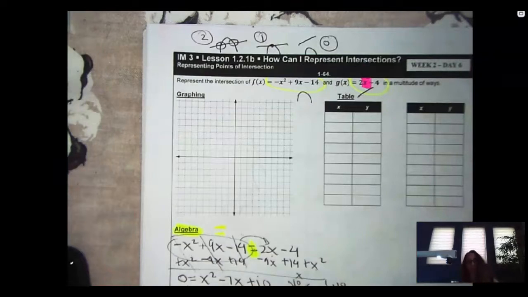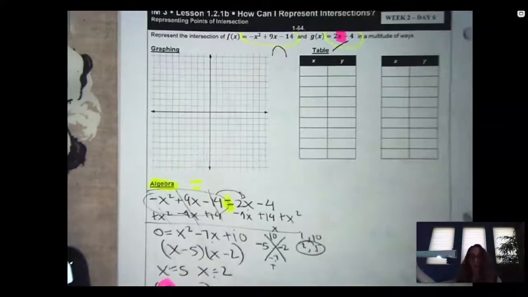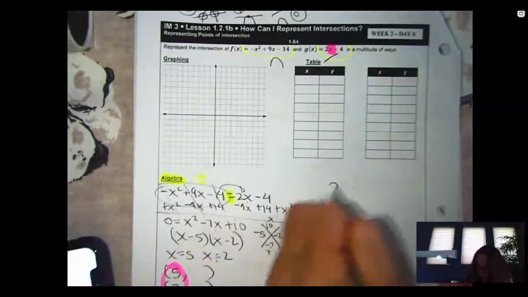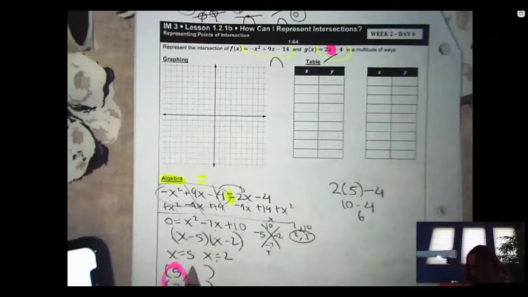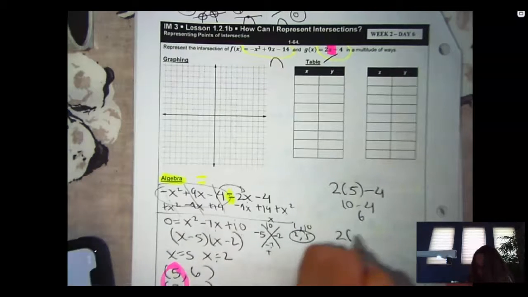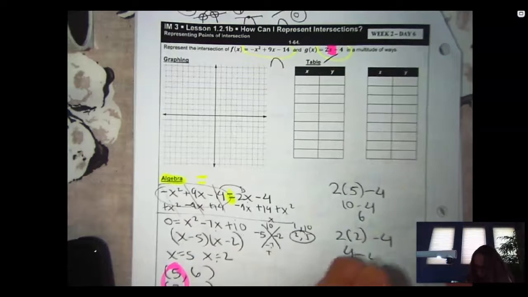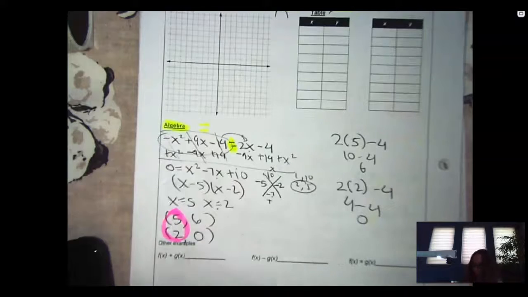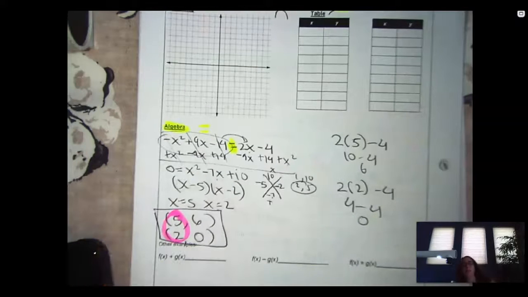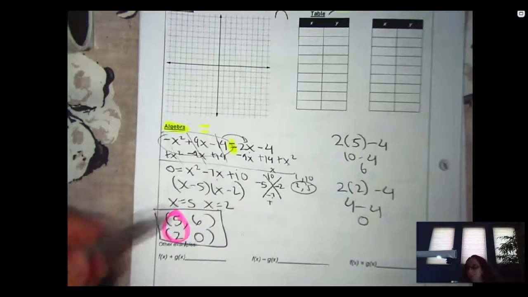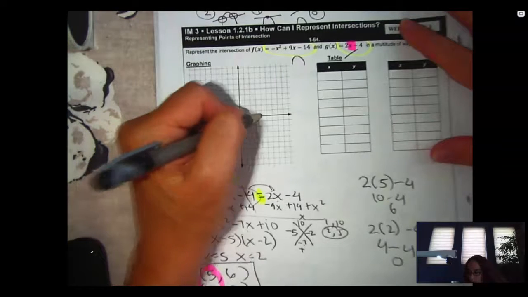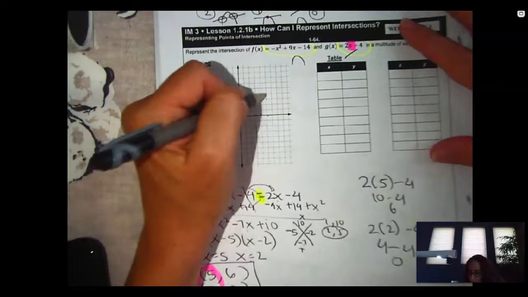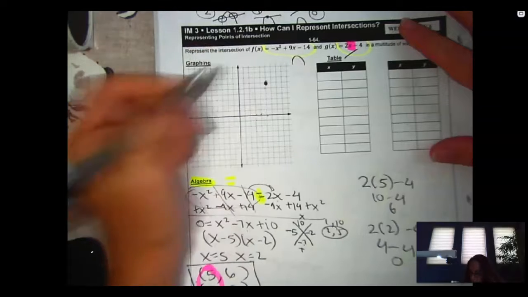Am I going to show my work if this is a quiz and homework? Heck yeah. So I'm going to go 2 times 5 minus 4, 10 minus 4, 6. And then I'm going to go 2 times 2 minus 4, 4 minus 4, 0. Okay? So now I know my 2 points of intersection are 5 comma 6 and 2 comma 0. So now that I know that, it's going to be easier for me to fake it over here, right? 1, 2, 3, 4, 5. 1, 2, 3, 4, 5, 6. And then 2 comma 0.